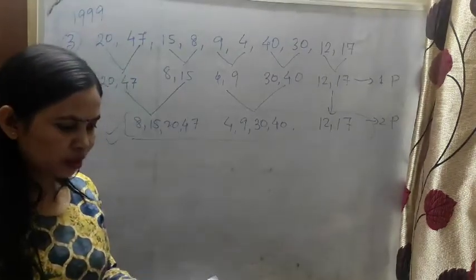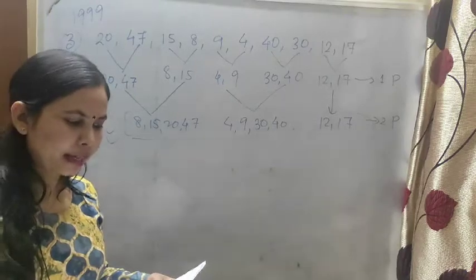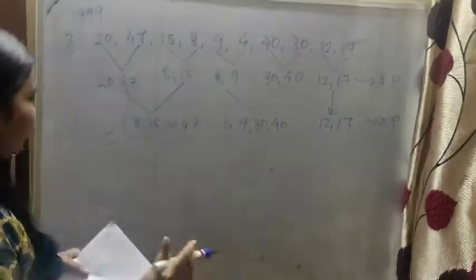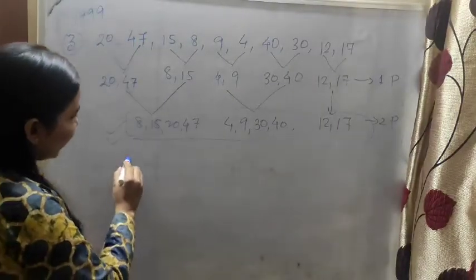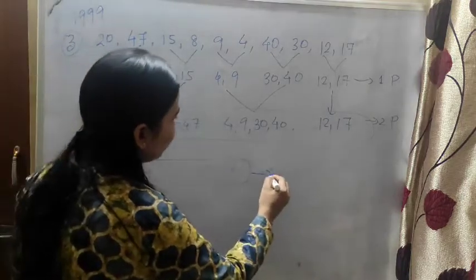Now in the next question, a list of n strings, that means an array list of n strings has been given.